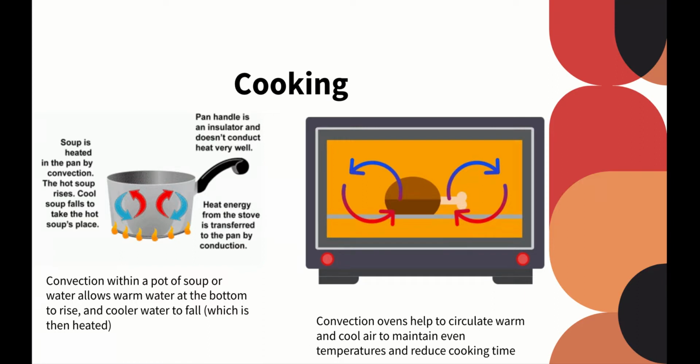Another example from cooking is the development of convection ovens. Convection ovens help to circulate warm air and cool air to maintain an even cooking temperature, which reduces the amount of time that it needs to cook something.